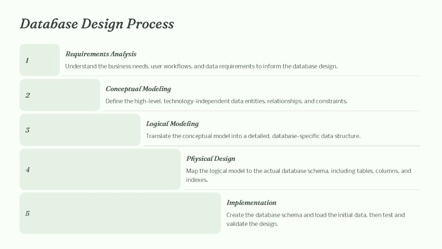Then comes logical modeling, translating the conceptual model into a detailed, database-specific data structure. The physical design step maps the logical model to the actual database schema, including tables, columns, and indexes. Finally, implementation involves creating the database schema, loading initial data, and thoroughly testing and validating the design. This structured process ensures the database is well designed to support the business now and in the future.